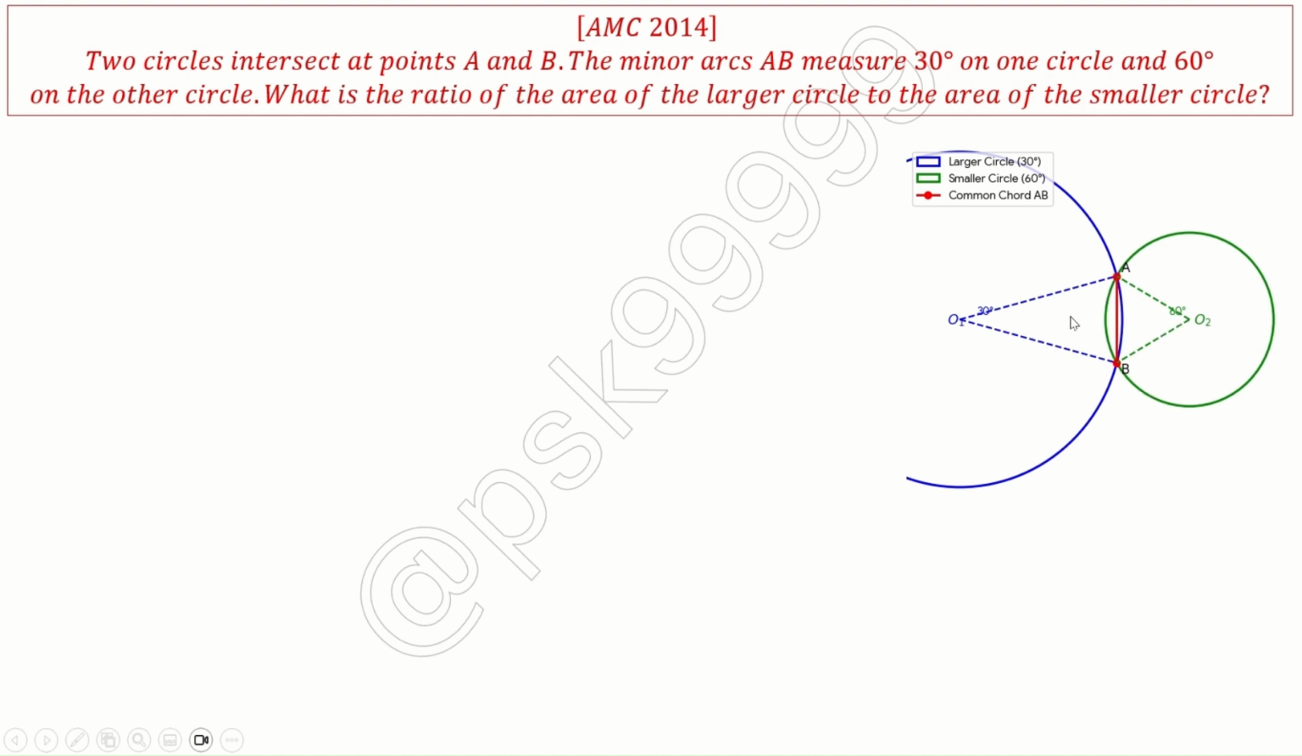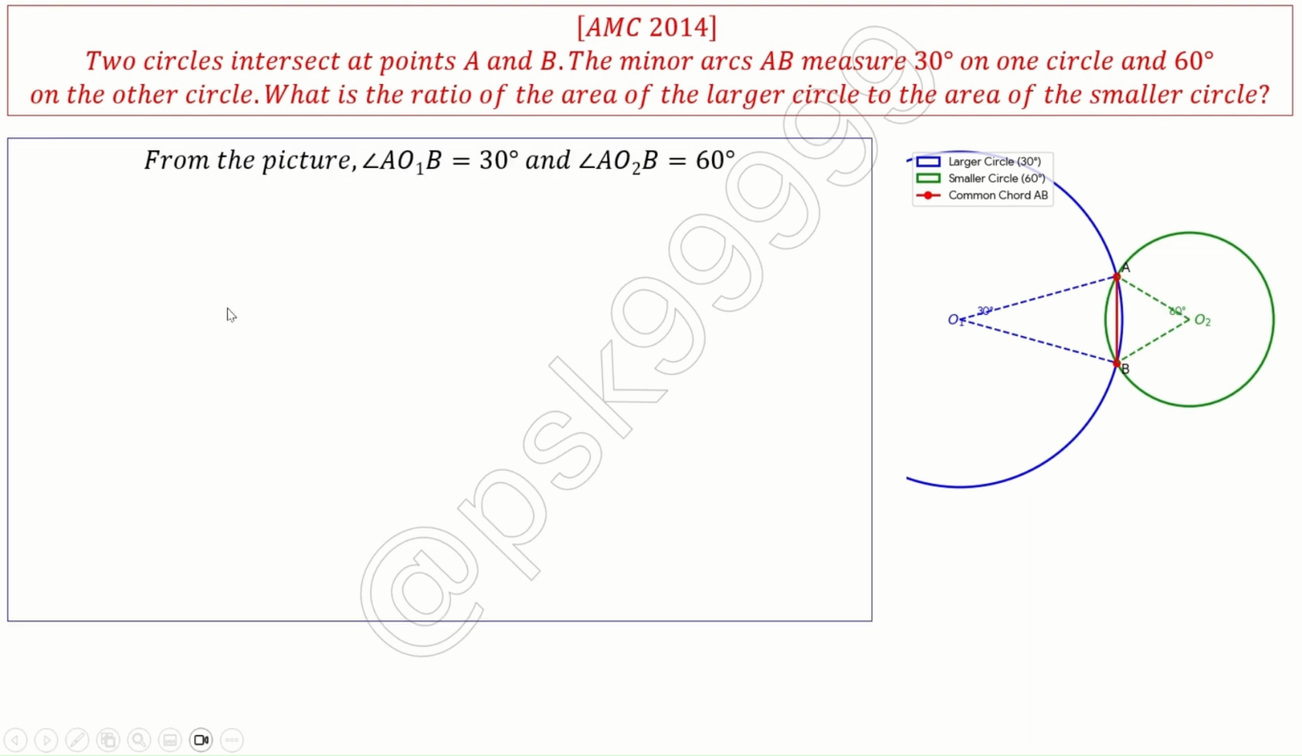Now all I need is the ratio of these circles. That means capital R square divided by small r square, right? Let's see. Angle AO1B is 30 degrees, that is here. Angle AO2B is 60 degrees, that is here. Now if you see, these two sides are the same because both are radii. So this is an equilateral triangle, so AB is equal to small r. As simple as that.